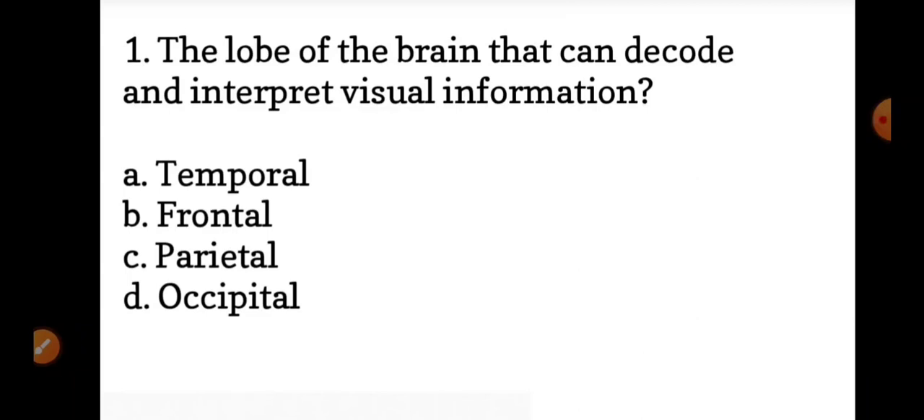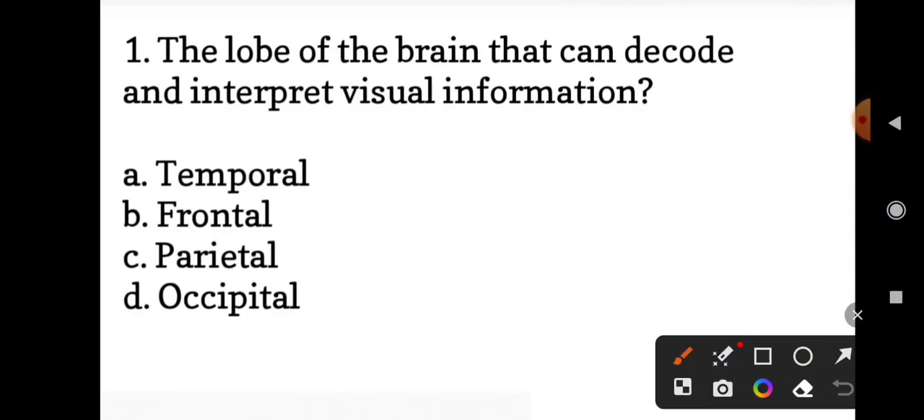So let's get started. Number 1. The lobe of the brain that can decode and interpret visual information. The options are temporal, frontal, parietal and occipital. So the correct option is occipital. So the lobe of the brain that can decode and interpret visual information is the occipital lobe.